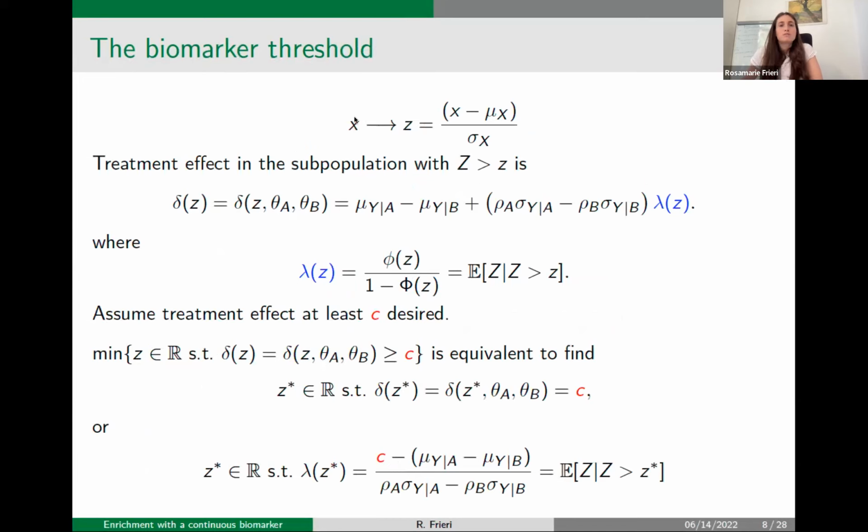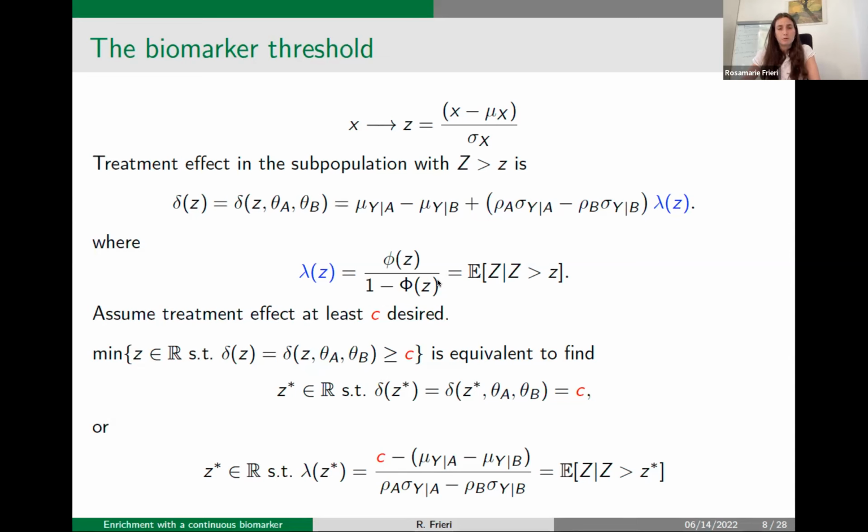For convenience, let's switch from the biomarker value X to its standardized version Z. In this case, the treatment effect in the subpopulation defined with biomarker value greater than small z is given by this expression here. What is important to note is that we have a part that only depends on model parameters and then a part that depends on the biomarker, this blue lambda(z) here. This is the normal hazard function, defined as the ratio between the standard normal density and the complement of the cumulative distribution function of the standard normal. But notice that this is also the expectation of a standard normal random variable truncated at z.